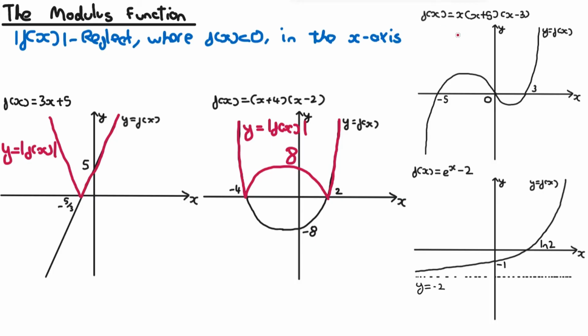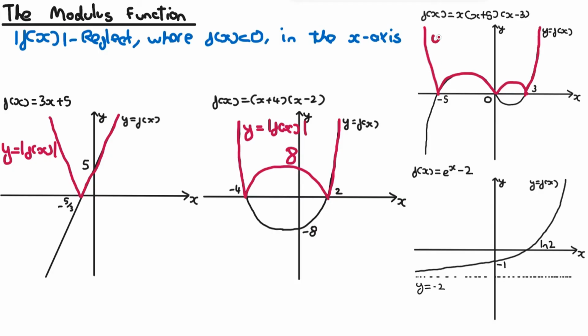For a cubic, this part here is below the x-axis, so this is going to come on top of the x-axis like this, here. This here is fine because it's on top of the x-axis, so this is going to stay the same. This here is below, so this is going to be reflected like this. And then this here is fine because it's on top of the x-axis, so this is going to stay the same and be unaffected.